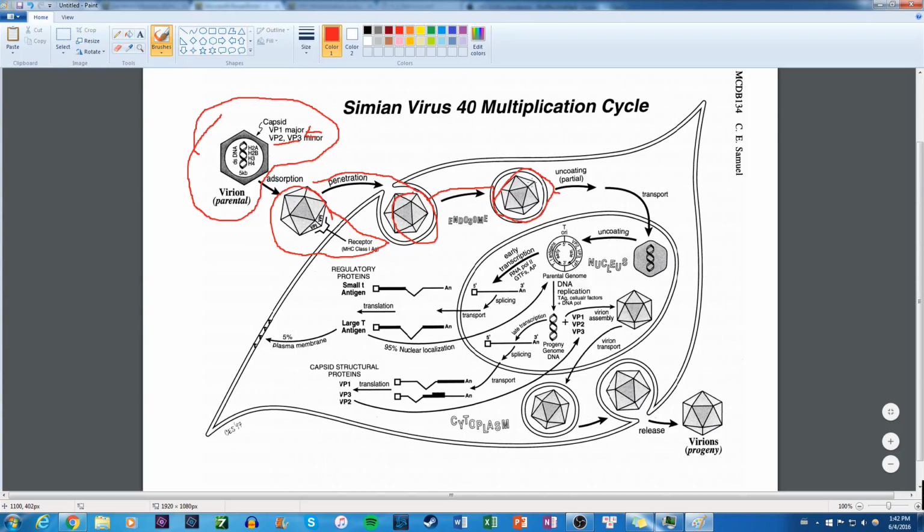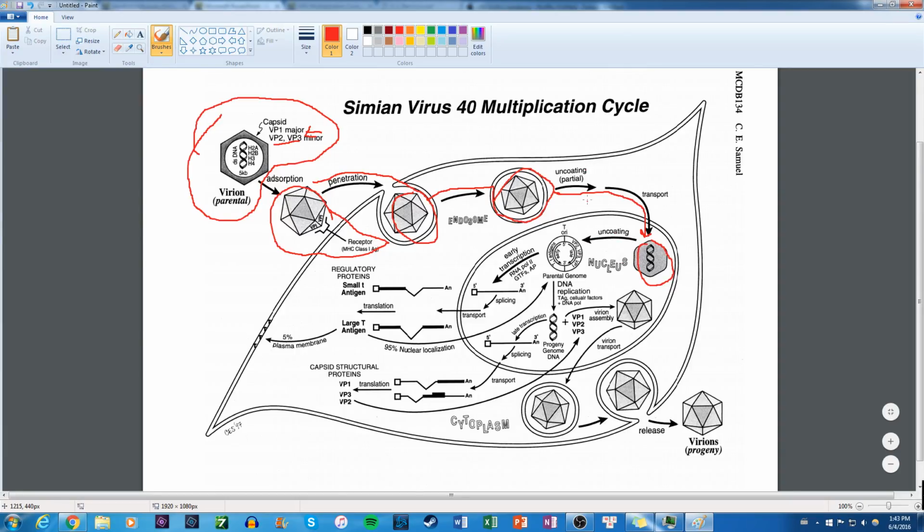Polyomaviruses need to go to the nucleus, not because they need to steal RNA primers like flu does, but because they are double-stranded DNA molecules. So the only way to transcribe the mRNAs for them and to replicate the genome is to start from the nucleus. And that makes a lot of sense because that's where all the cell machinery is. So you have this transport into the cell. You have partial uncoating and then you have full uncoating.